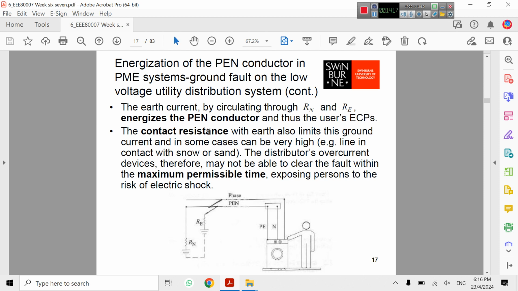The contact resistance with earth also limits the ground current, and in some cases can be very high when we have sand or, as mentioned here, snow, and I know if there is any dry soil or asphalt. The distributor overcurrent devices therefore may not be able to clear the fault within the maximum permissible time, exposing persons to the risk of electric shock.